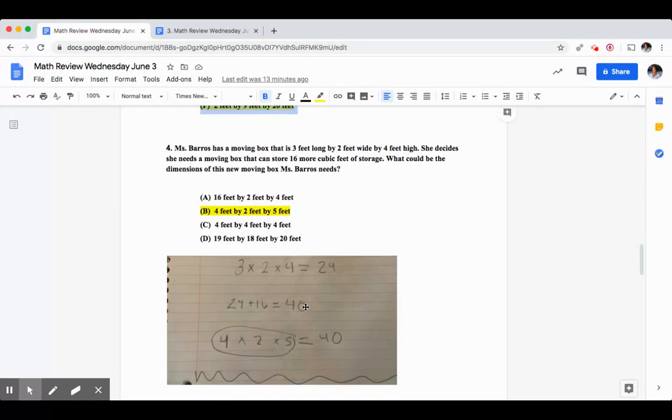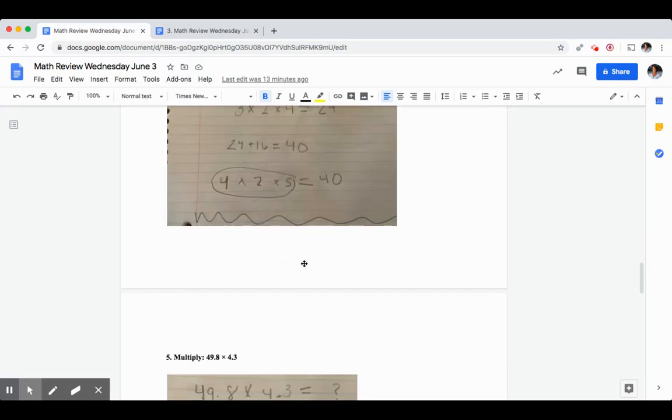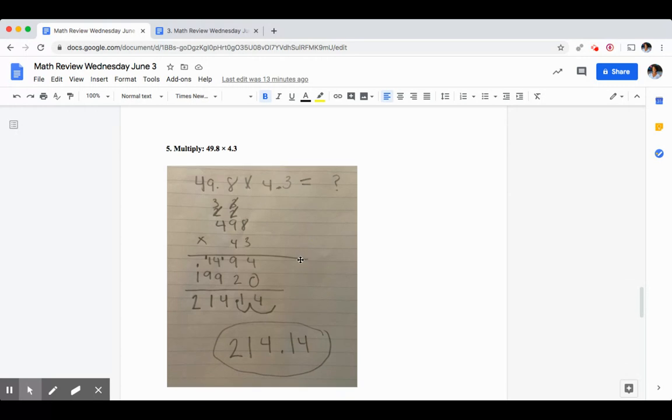For number 4, you're going to check your work against mine using what I have on the screen. You're going to do the same for number 5 when we're multiplying decimals.